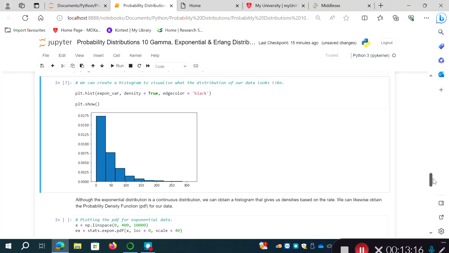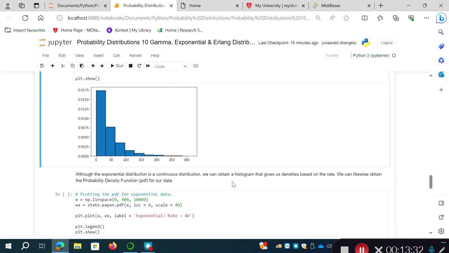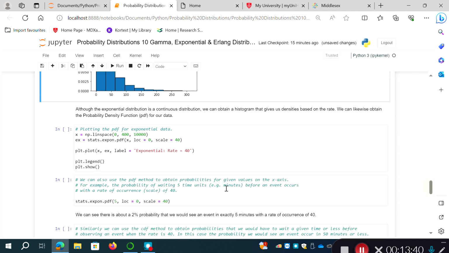There we go, and that's what it looks like essentially, which is kind of similar to our gamma distribution when we specified lower shape values, a shape value of 1, for instance. So although it's a continuous distribution, like I said, we can obtain a histogram. It gives us the densities based on the rate roughly. We can likewise obtain the probability density function for our data.